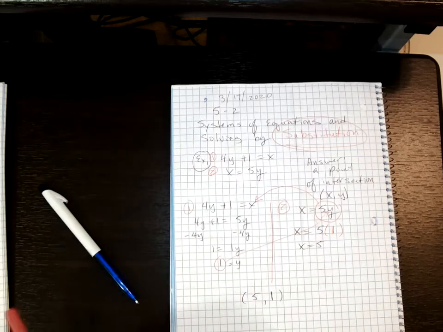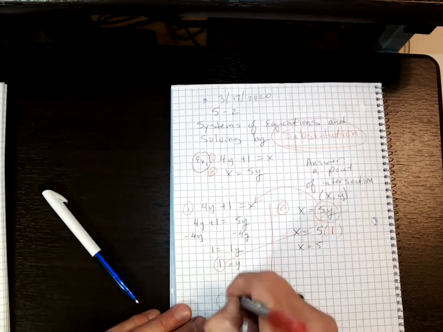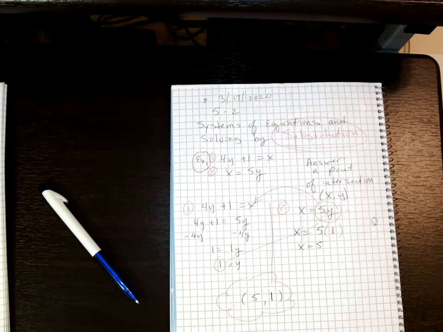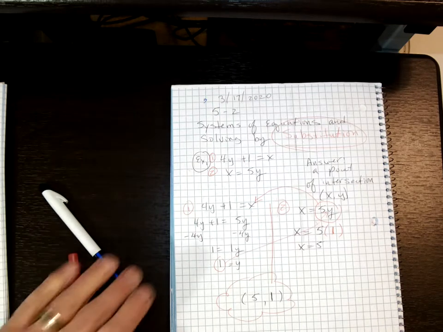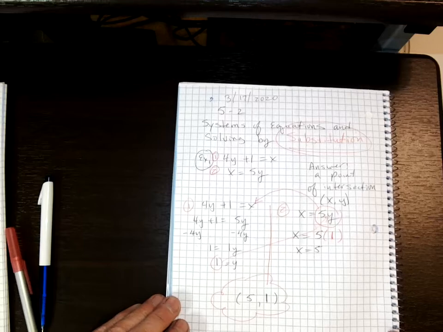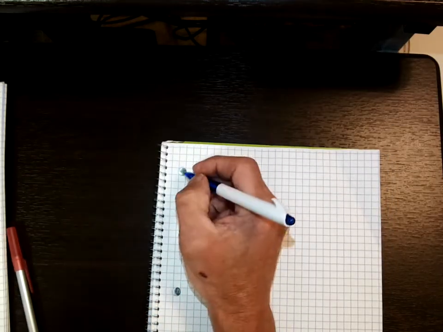Here is my answer. This is the point where the two lines intersect. Got the answer, and I never had to graph it. Okay, there's example 1. I've got 2 more examples for you, and I'll give you homework. You can turn the page. Okay, example 2. So example 2 looks like this.